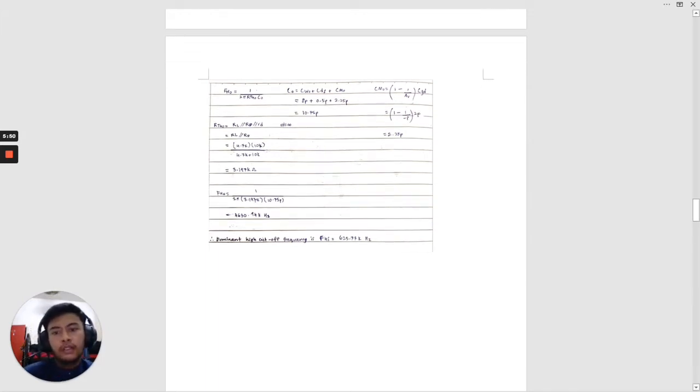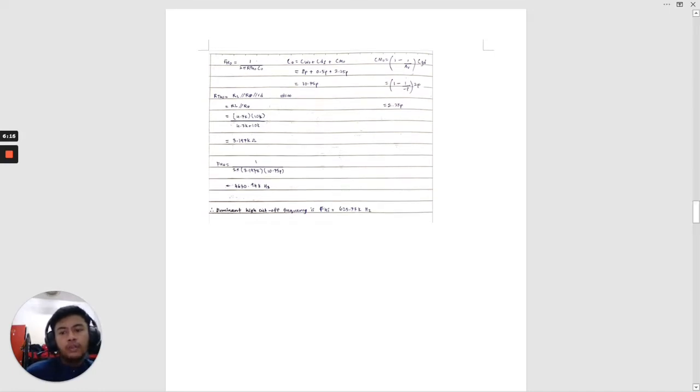And then we calculate the output resistor value, RL parallel to RD parallel to small RD. And then we get answer is 3.197 kilo ohm. So value for the frequency after substitute the value is 4630.94 kilohertz. So for this question, the dominant high cutoff frequency is FHI, which is 625.77 kilohertz.